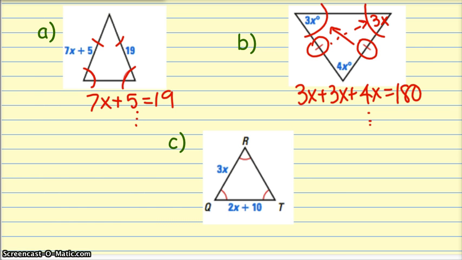Letter C, in this particular example, the angles are all marked congruent. So if angles are congruent, then sides are congruent. So it means that all three of these are equal to each other. And that leads right into the next problem. Go ahead and solve it, or the next one.